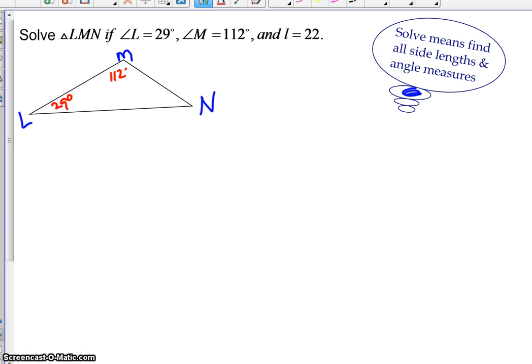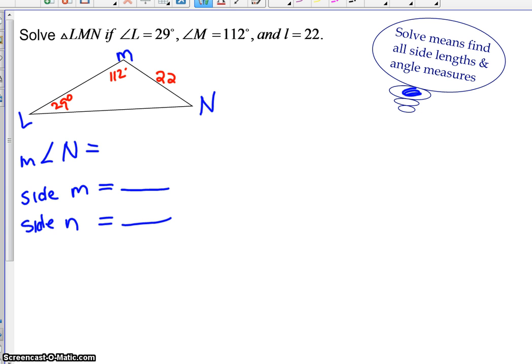What's our to-do list? What we need to find to solve this triangle? We need to find, oh, I got to write in here. I missed that L was 22. We need to find 3 things. We need to find the measure of angle N. We don't have that. We need to find the length of side M, and we need to find the length of side N. Okay, 3 things.